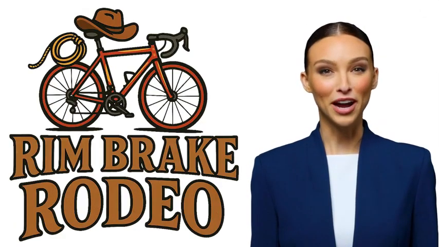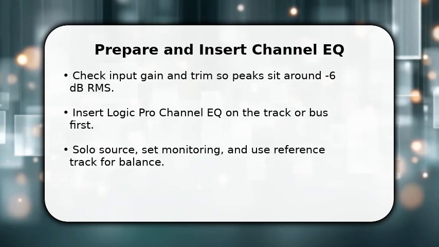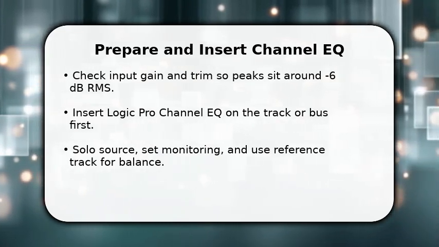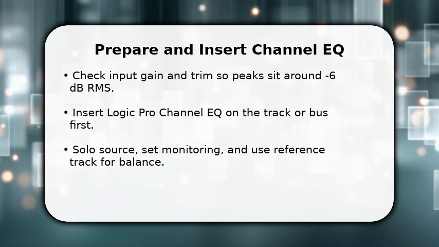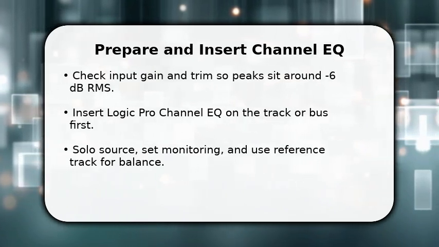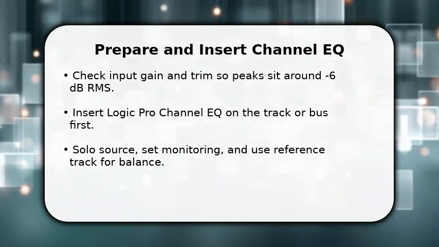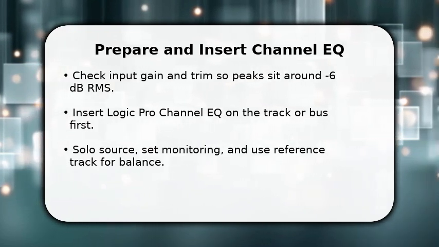We hope this video helps. You start by confirming gain staging. Bring peaks near -6 dB so EQ adjustments aren't masking clipping. Once done, insert the channel EQ on the track or its bus and switch solo on the source to focus.